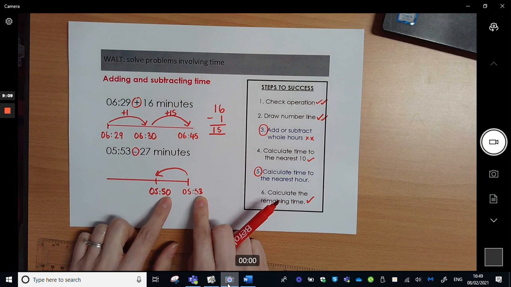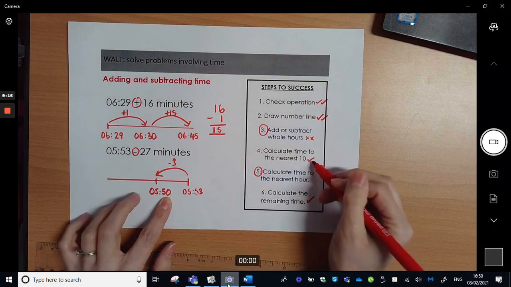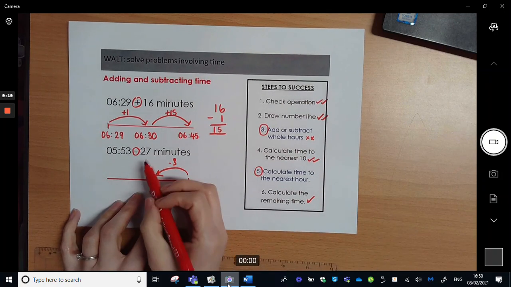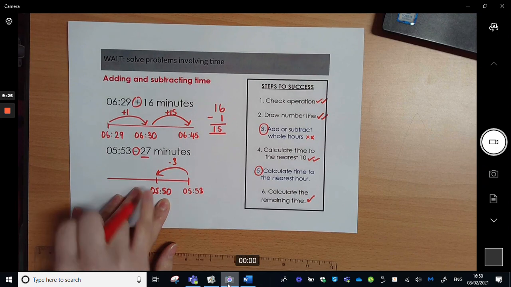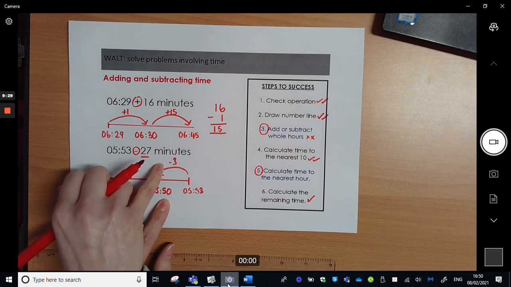53 to 50. I've subtracted 3. So the next thing that I need to do now is calculate the remaining time. So I wanted to take away 27 minutes in total. So I want you to think, what do I need to do next? So I've already taken away 3, but I want to take away 27.